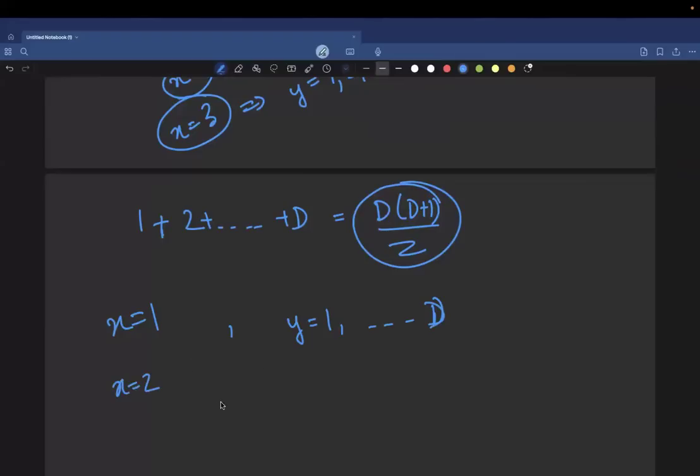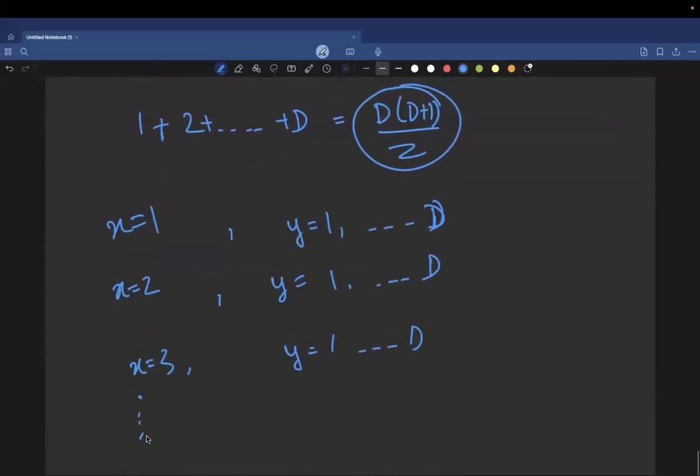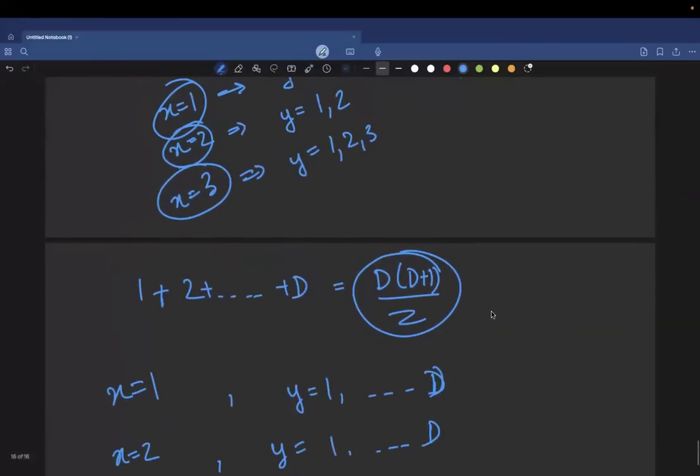If X got 2, Bob could have got anything in the range from 1 to D. Similarly, for X equal to 3, Y could have been anything in the range from 1 till D, and so on. So, for all the possible values of X, there are all possible values for Y. So the total possibilities are D into D, out of which Alice will get the advantage. Like Alice would be able to make a move.